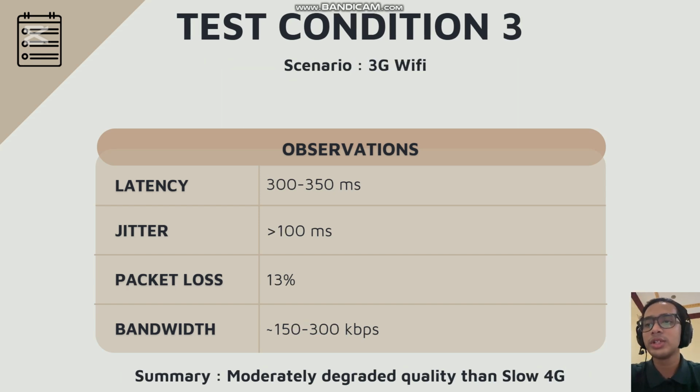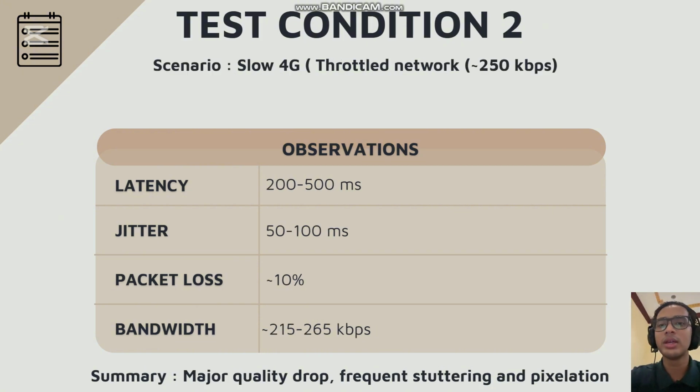And the last condition is 3G. Based on the observations, we got latency of 300 to 350 milliseconds, jitter of more than 100 milliseconds, packet loss of 30%, and bandwidth of 150 to 300 kilobytes per second. In summary, it is moderately degraded quality compared to the slow 4G.